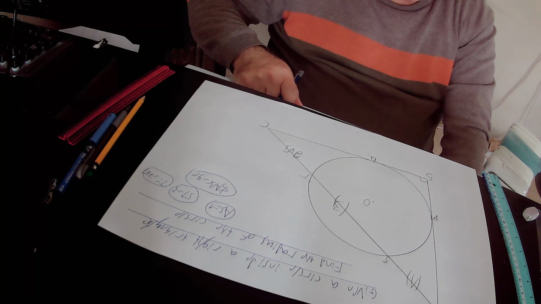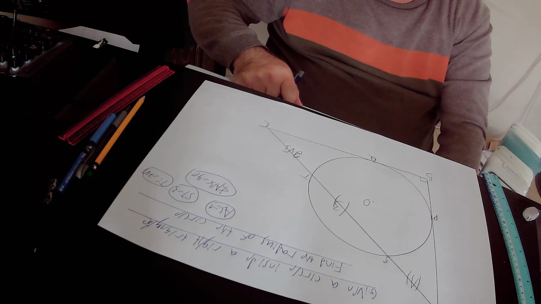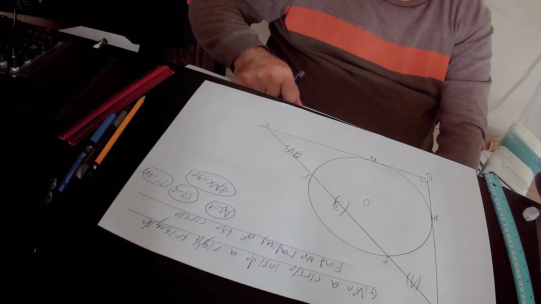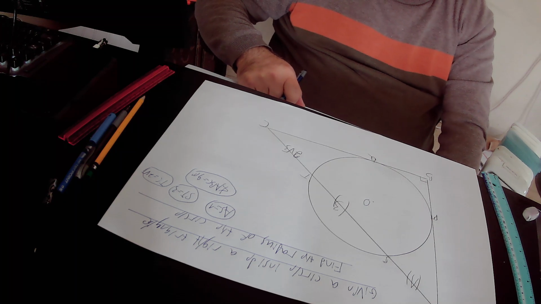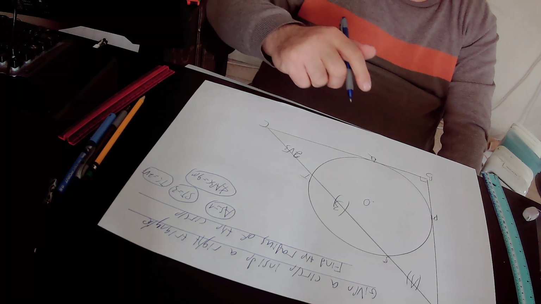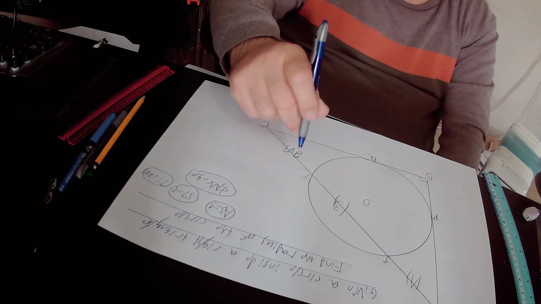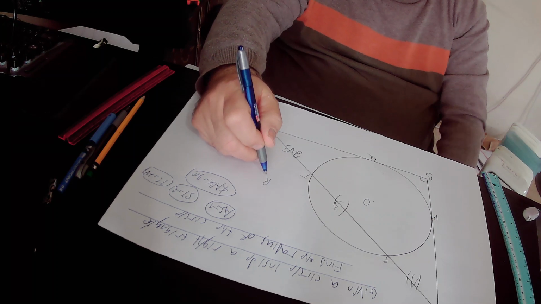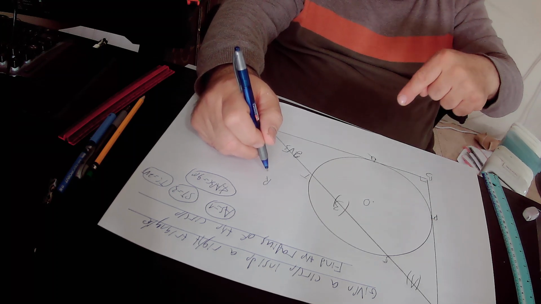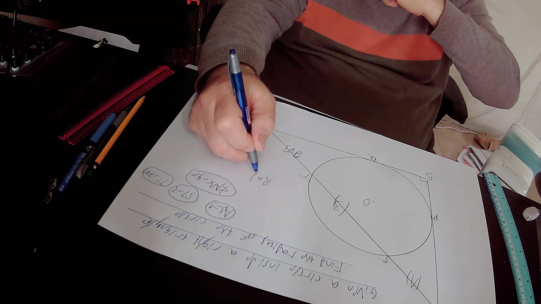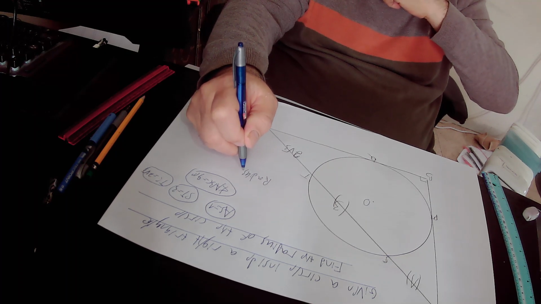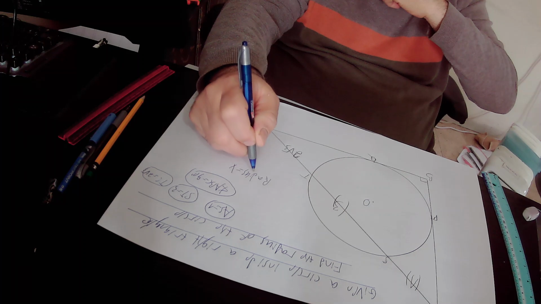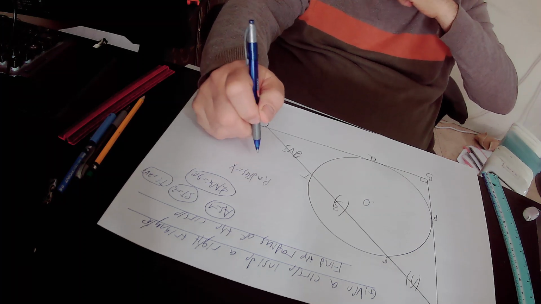And we will define the radius of the circle as x. So the radius that we are looking for, the radius of this circle, is equal to x according to our definition.